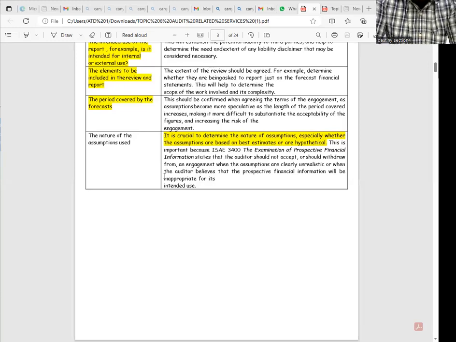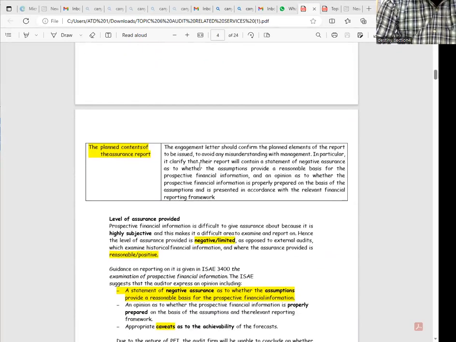The other one is the nature of the assumptions used. It is crucial to determine the nature of the assumptions, especially whether they are based on best estimates or are hypothetical. This is important because ISAE 3400, the examination of prospective financial information, says that the auditor should not accept, or should withdraw from, an engagement when the assumptions are clearly unrealistic, or when the auditor believes that the prospective financial information will be inappropriate for its intended use.